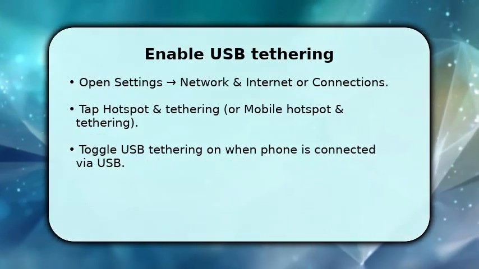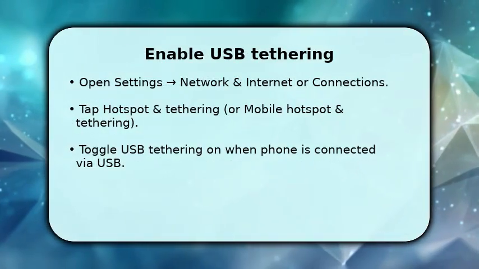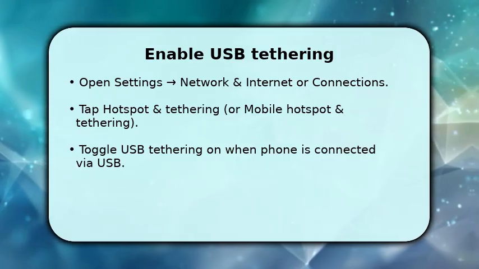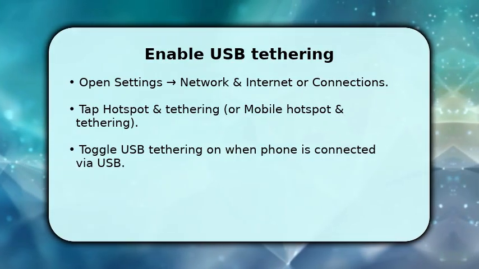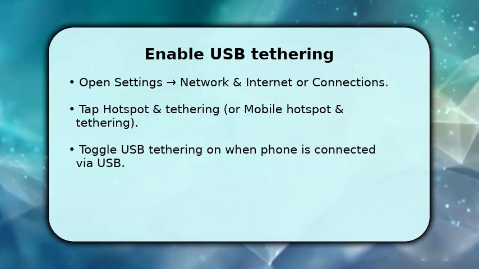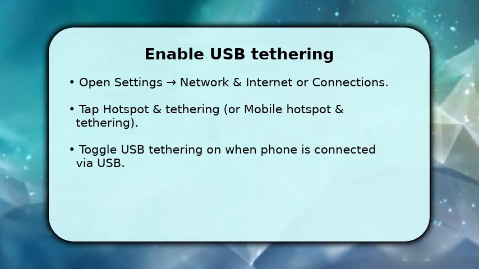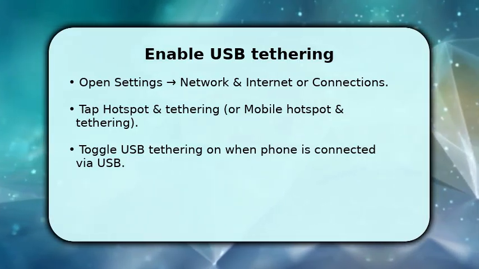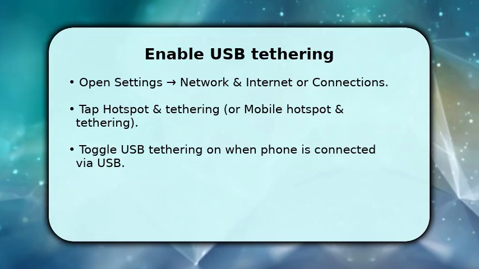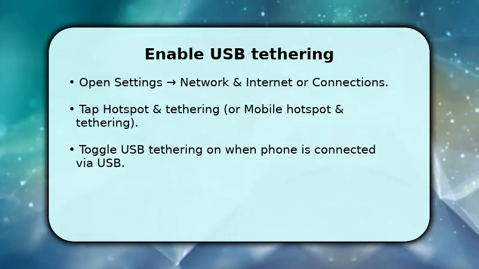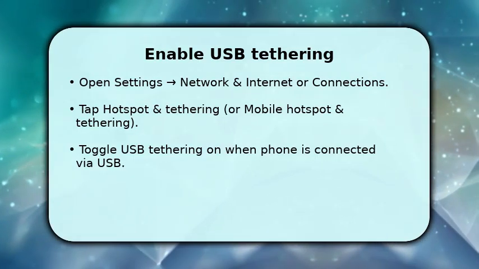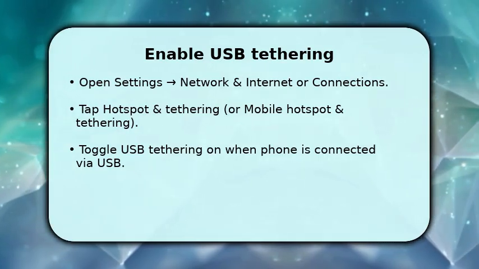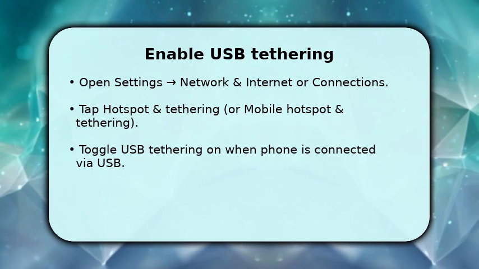Now you enable tethering in software. On Android, open Settings, then Network and Internet or Connections, and find Hotspot and Tethering. On some phones, it's Mobile Hotspot and Tethering. With the USB cable attached, tap USB tethering to turn it on. Your computer should detect a new Ethernet or network adapter. Make sure it's allowed in firewall settings. If using a laptop, check the network icon for connectivity. These steps link the phone's cellular interface to your computer through the USB network driver.